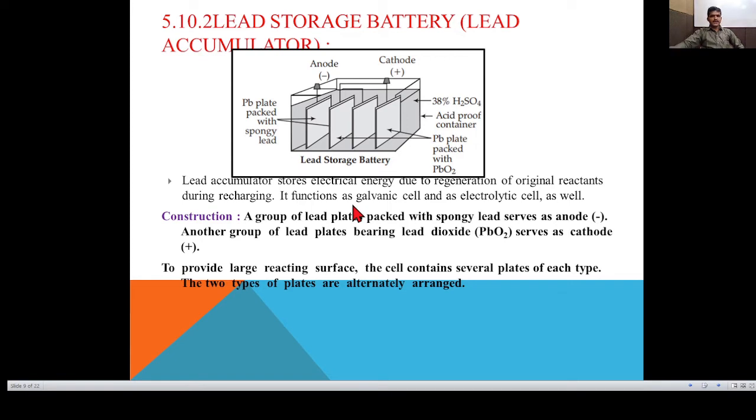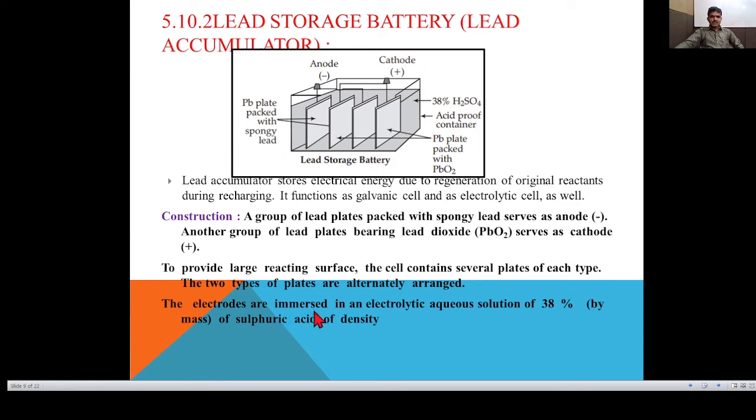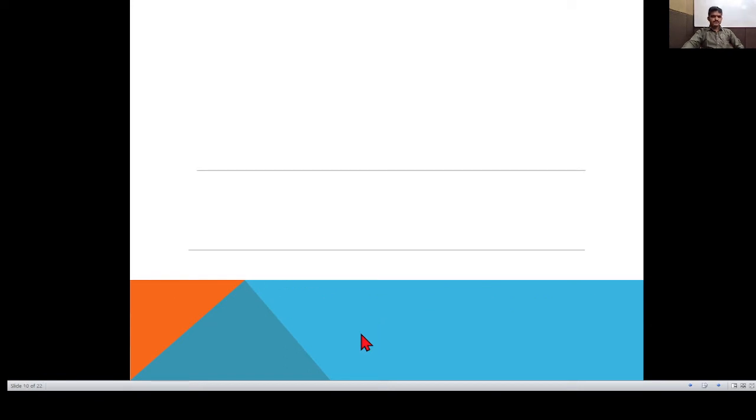These two lead plates are connected alternately in a series to provide a large reacting surface. The cell contains several plates of each type. The two types of plates are alternately arranged in a series. These electrodes are immersed in an electrolytic aqueous solution of 38% sulfuric acid.